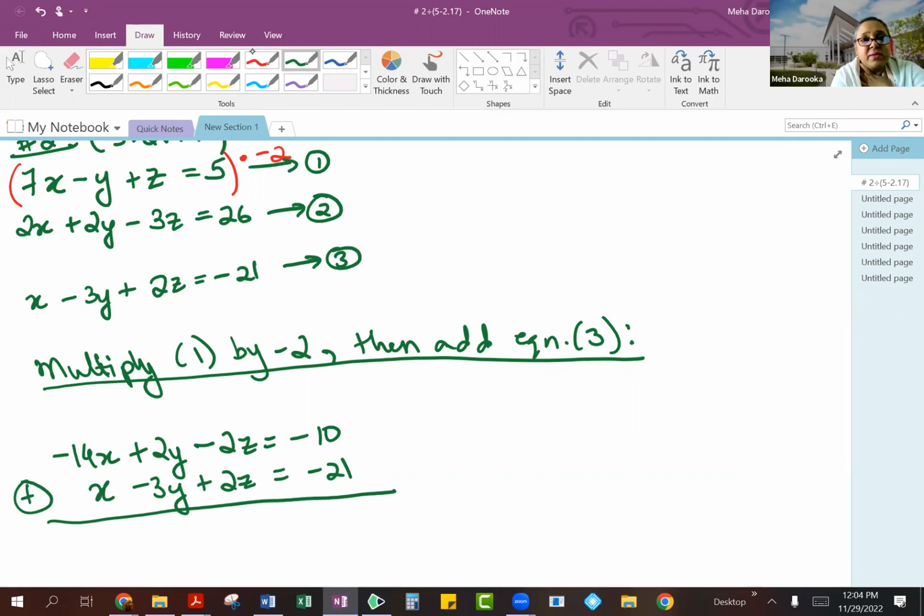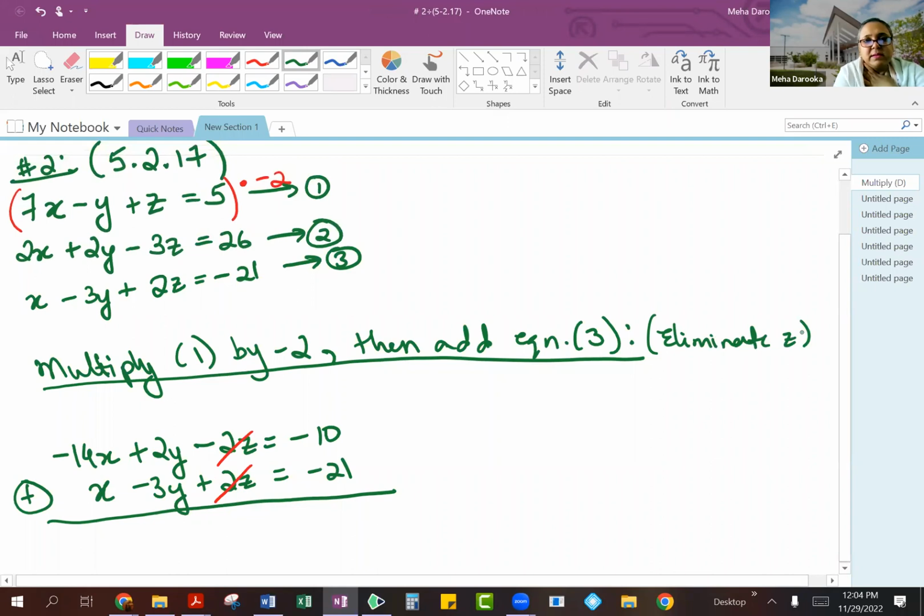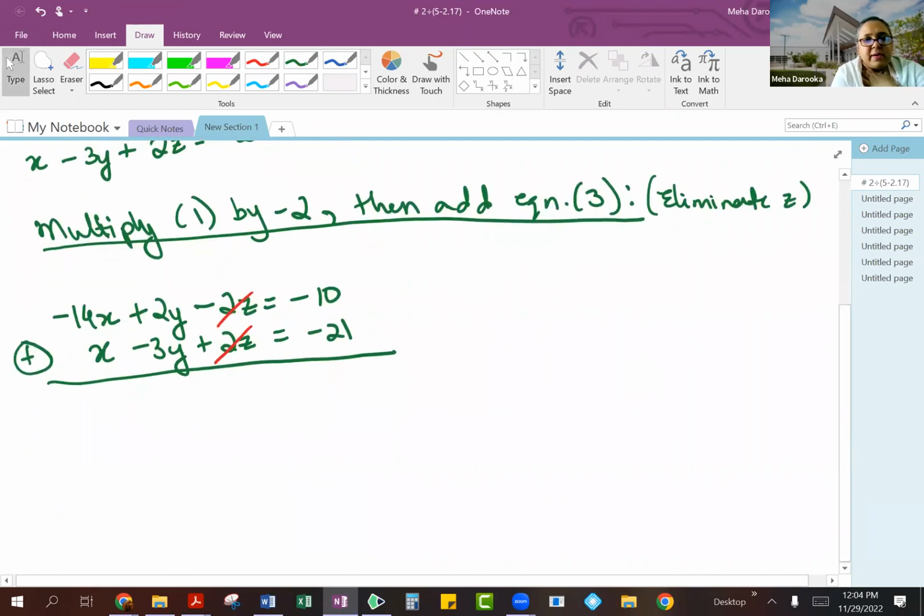And as we did this, obviously our goal was to eliminate the z variable. So your negative 2z, positive 2z cancels out. So that might be something to mention here because you are eliminating z. Alrighty, so let's see what we are left behind with.